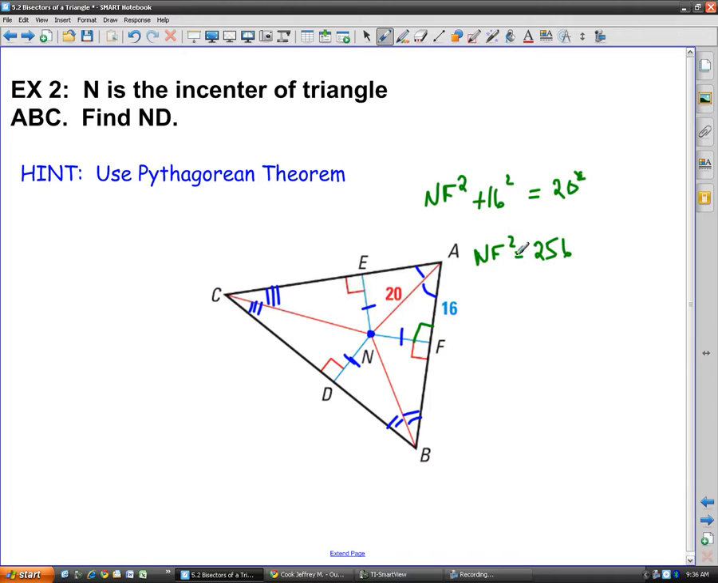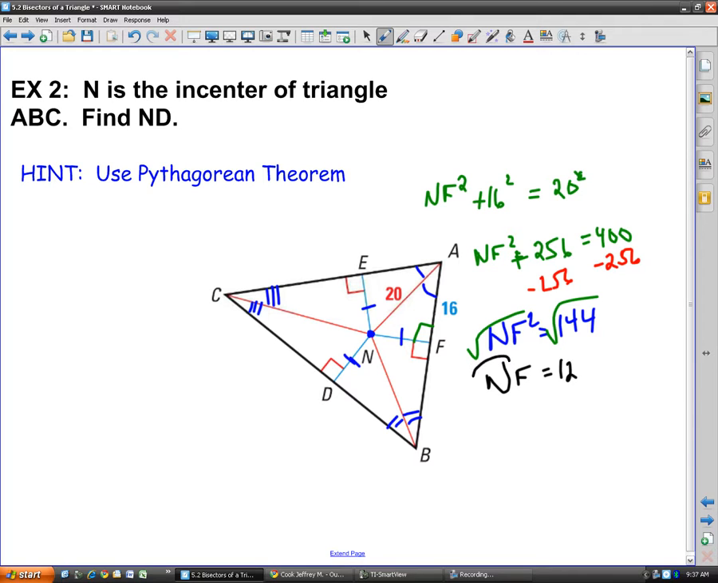If I follow my steps of algebra and subtract 256 across the equal sign, then I will end up with NF squared equals 144. And then if I take the square root of both sides, I end up with NF equaling 12. NF, ND, and NE are all the same length, so 12 is the length of ND, and that's what we're looking for.